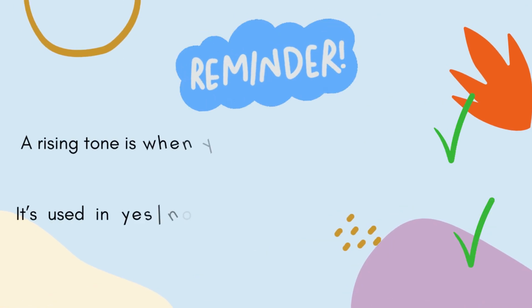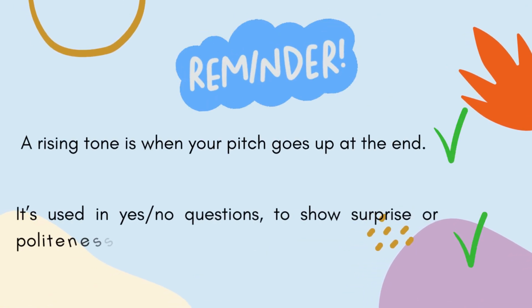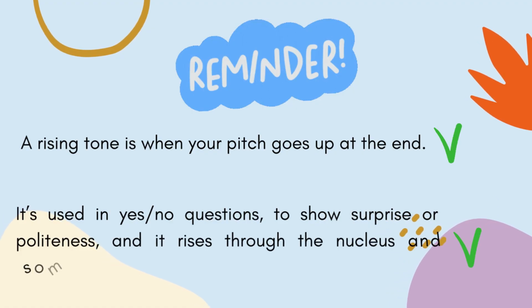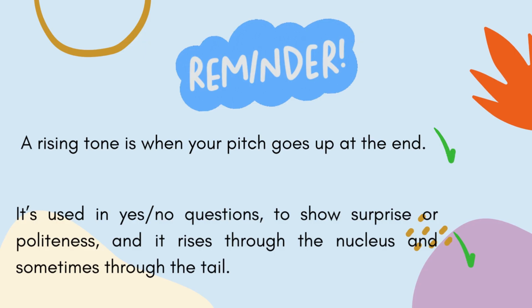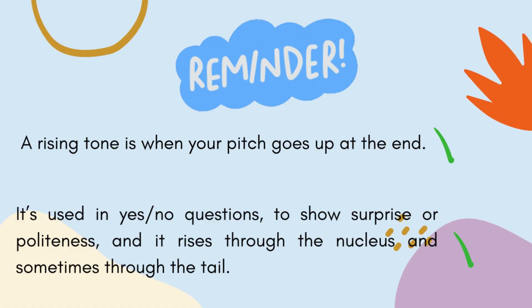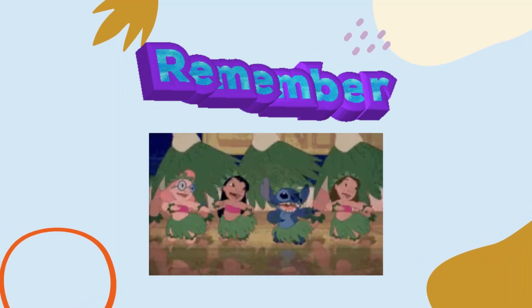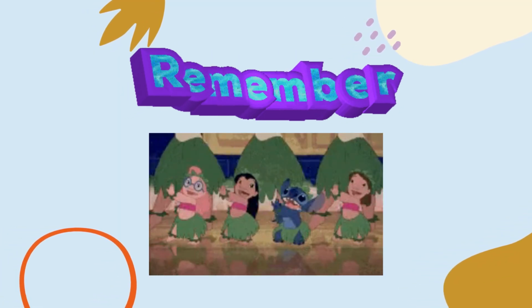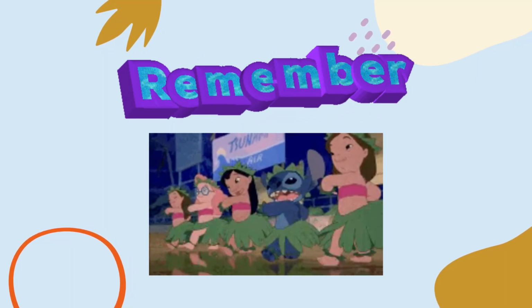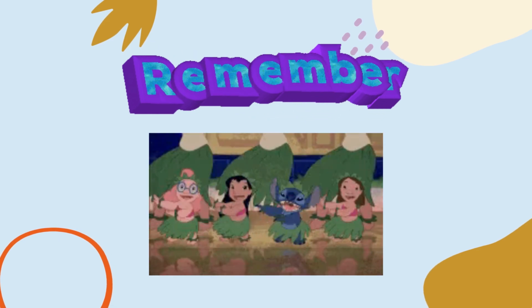So, to wrap it up, a rising tone is when your pitch goes up at the end. It is used in yes or no questions, to show surprise or politeness, and it rises through the nucleus and sometimes through the tail. Remember, intonation isn't just sound, it's meaning, attitude, and emotion. Next time you listen to native speakers, pay attention to how their voices move up and down. It's like English has its own melody. It flows through the words.